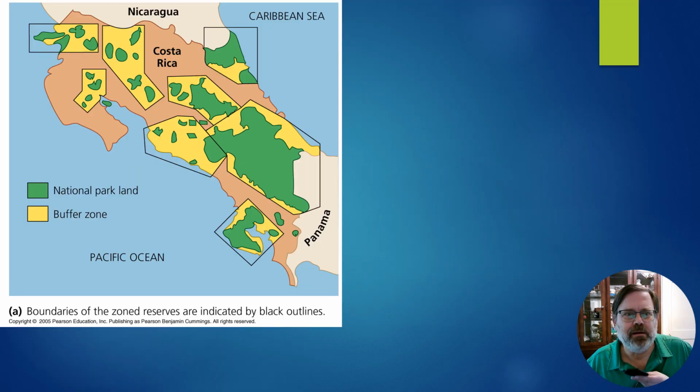In Costa Rica, there are different areas of national park land that are protected, and this constitutes about 25% of the area of Costa Rica. So it's a substantial amount of their land that is basically set aside primarily for the species that live there. And they've also considered this buffer zone around there where suitable land uses could potentially allow species to hop from one protected habitat to another.